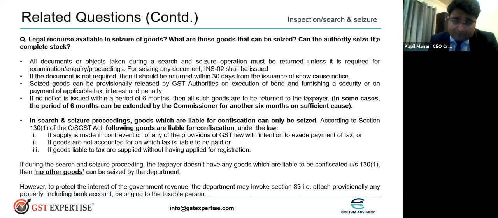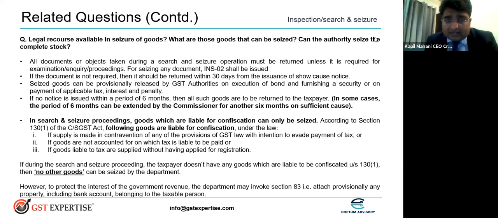For seizing any goods, INS 02 shall be issued. So you must ensure that INS 02 is issued by them, so that you have a record of all documents and goods they have taken away after the seizure. If the document is not required, then it should be returned within a period of 30 days after the issuance of show cause notice.